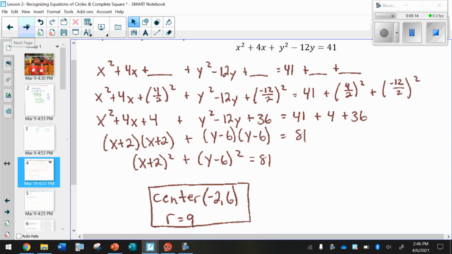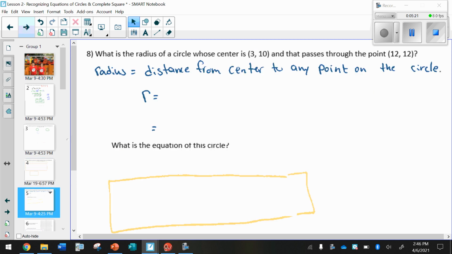All right, so next the question says, what is the radius of a circle whose center is at (3, 10) and passes through the point (12, 12)? So we want to know the radius. Well, if the center of the circle is at (3, 10) and the circle goes through the point (12, 12), then the distance from the center to any point on the circle is the radius. So we're going to use our distance formula. We'll do the distance from the center point to the point on the circle. So the square root of x2 minus x1 squared plus y2 minus y1 squared.